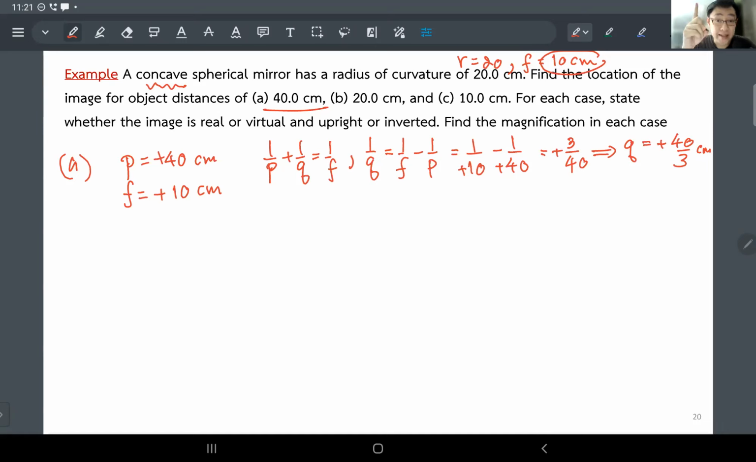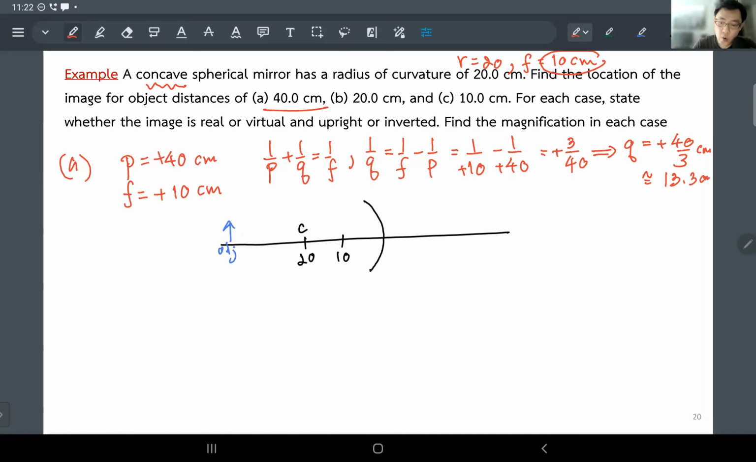Now, what does it mean? All right, let me draw what we have over here. There you go. The focal length is here, 10. Let me mark 10 here. The radius of curvature C is 20. And your object is way here, 40, so it's going to be twice here. That's your object there. So at the end, what you got is 40 over 3, which is roughly about 13.3 or so centimeter. So that means your image location will show up at 13.3, but it's positive. That means it's here. Positive means it's in front of the mirror. Cool. So now you know where your image should be.